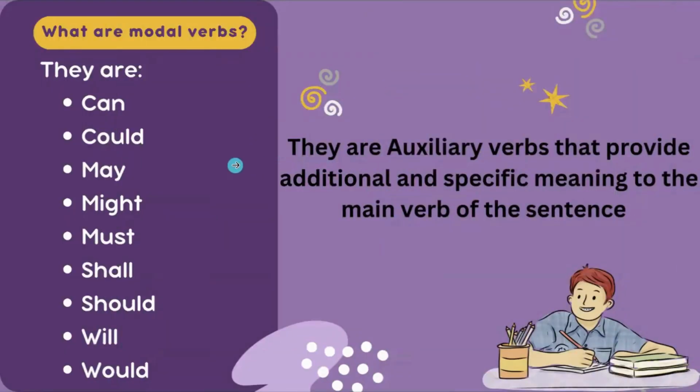So what are modal verbs? They are can, could, may, might, must, shall, should, will, and would. They are auxiliary verbs that provide additional and specific meaning to the main verb of the sentence.